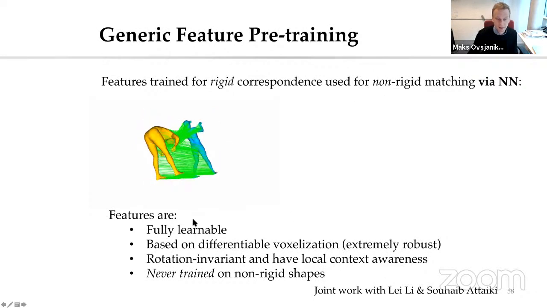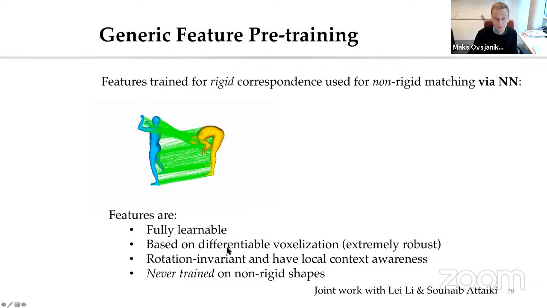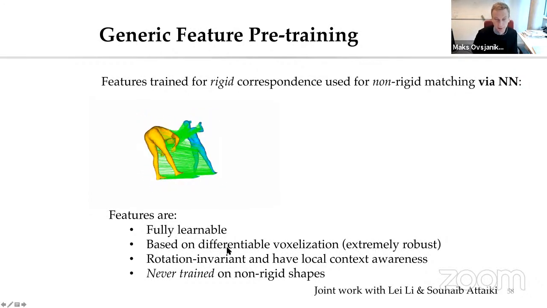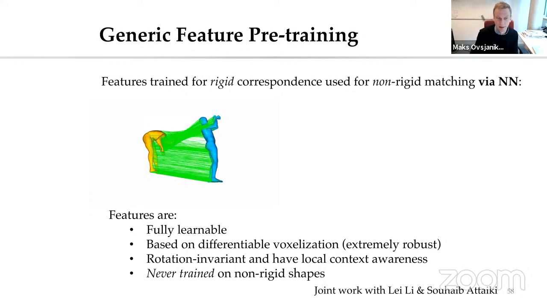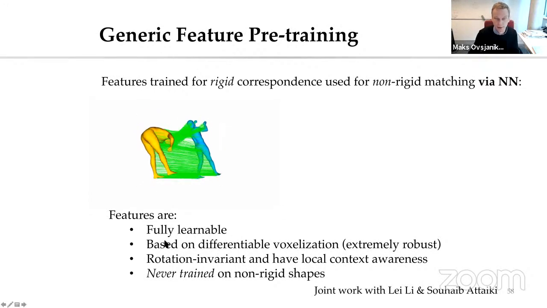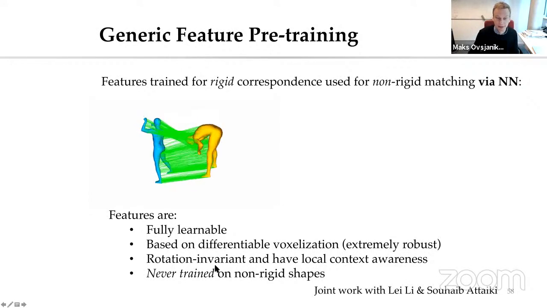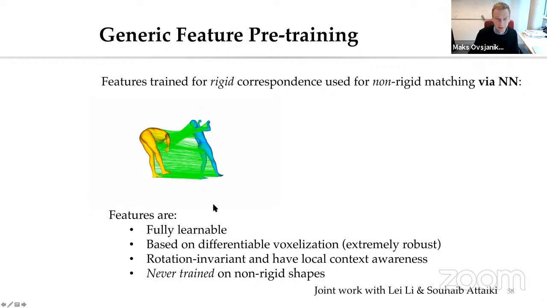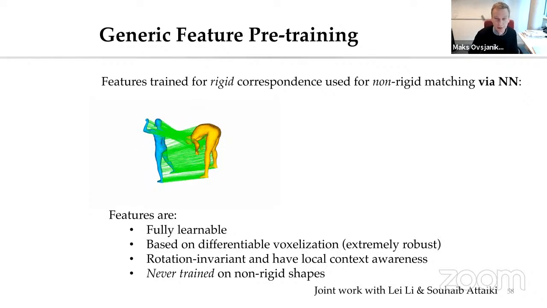And here I find it kind of interesting, first of all, because these features are fully learnable. They're based on differentiable voxelization, so they're extremely robust, right? And they don't care about sampling, for example. They're also rotation invariant and have local context. And what is even more amazing is that they're never trained on non-rigid shapes. So these features have never seen non-rigid shapes at all. I mean, they've only seen indoor scans. And yet somehow they managed to find these reasonable correspondences.